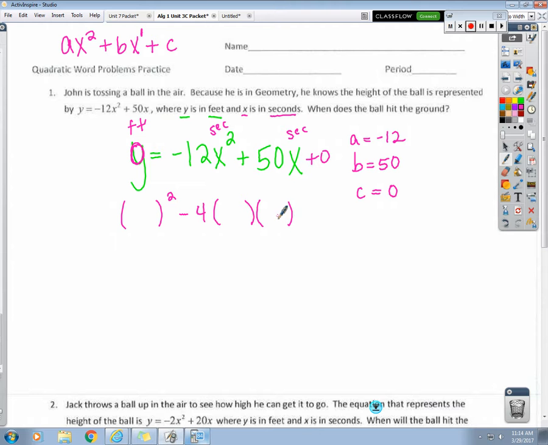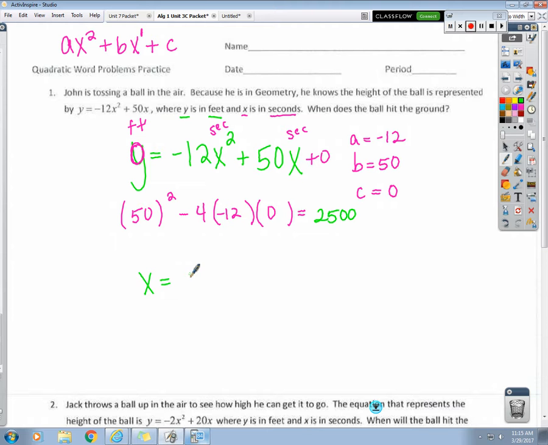Right, that's the formula for discriminant. So the b is 50, the a is negative 12, and the c is 0. When you type that in, what do you get for your discriminant? You won't get 0. You get something minus 0 because all of that becomes 0, but this is something. Right. So now we continue with the quadratic formula.